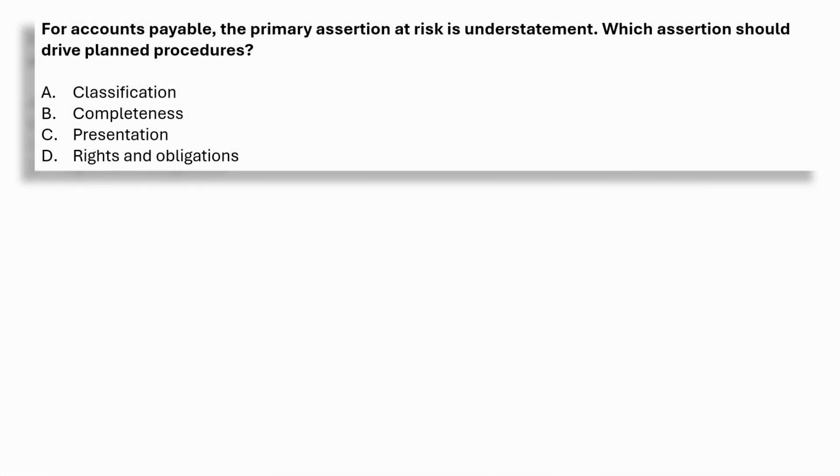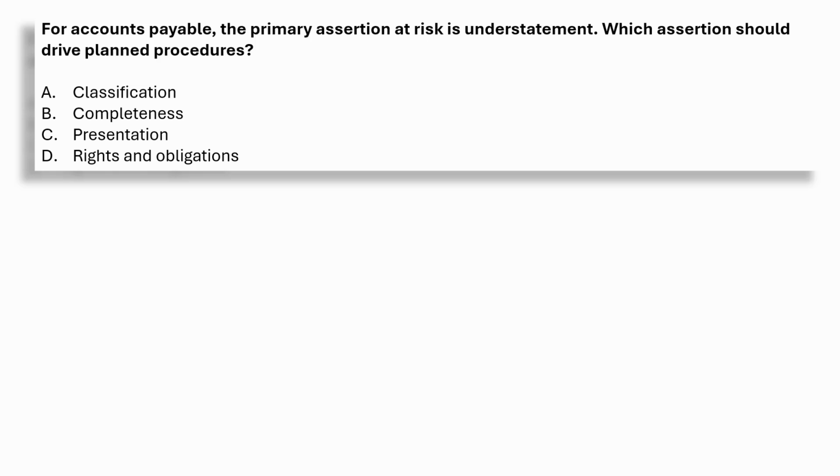All right, for accounts payable, the primary assertion at risk is understatement. Which assertion should drive plan procedures? All right, let me walk this one all the way out. When I think about accounts payable, I know management's natural bias. They'd love to show less debt than they really owe. No one brags about their bills. That means the risk is understatement.